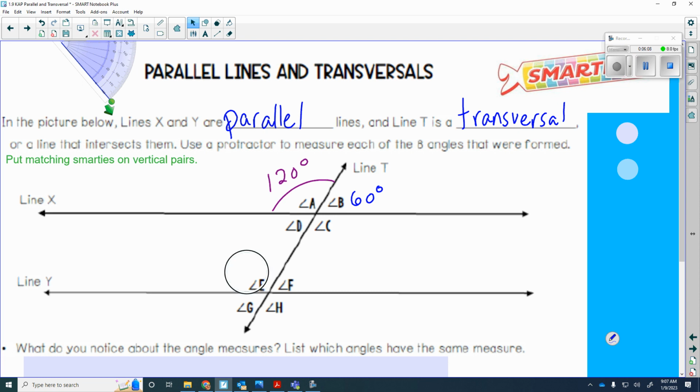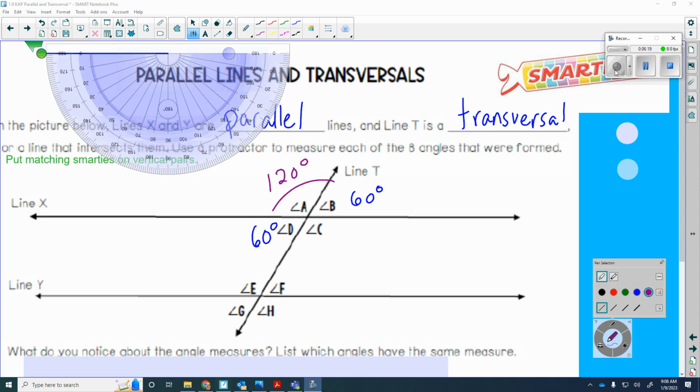So if you go ahead and use your protractor, you can now turn the protractor upside down to get these ones down here, correct? I will certainly attempt to do that. And then how much was angle C?